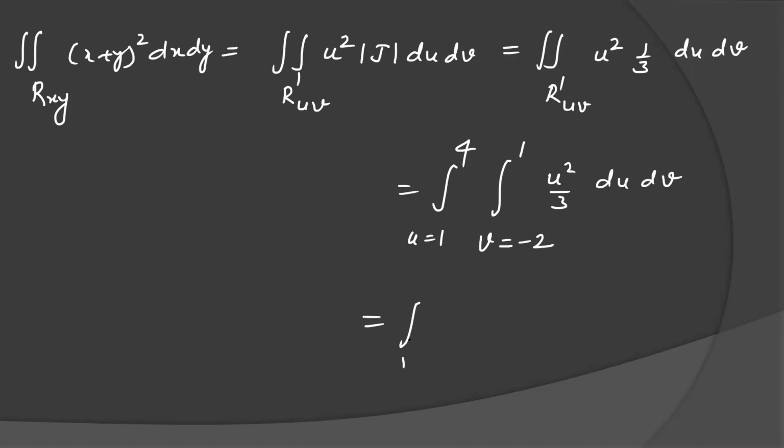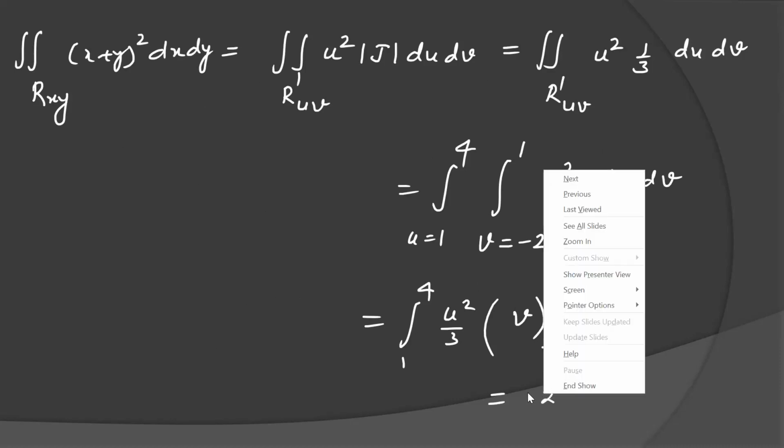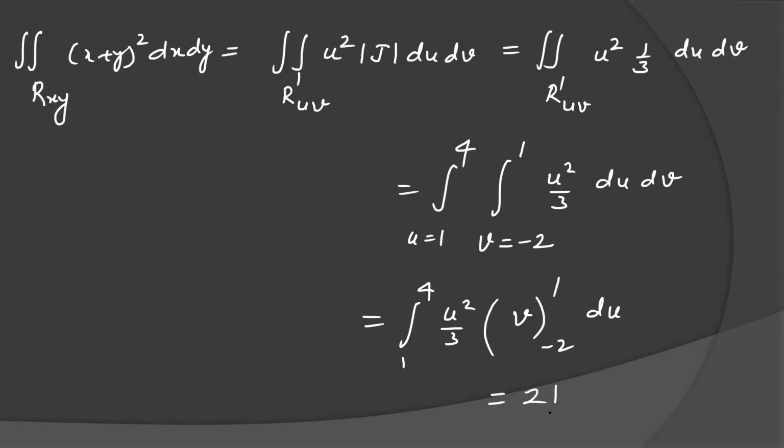So you can separate the limits: 1 to 4, and u square by 3 you can take here. And the integration of dv will be v from minus 2 to 1 du, and you can calculate it. You will get this value equal to 21. So the answer is 21. So this is the method by which you can change the variables.